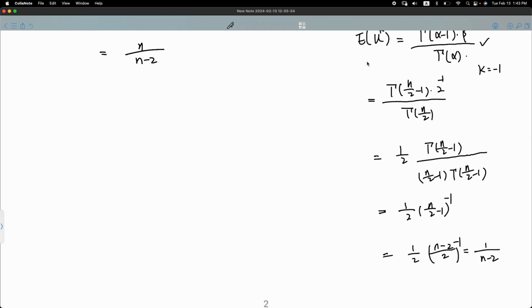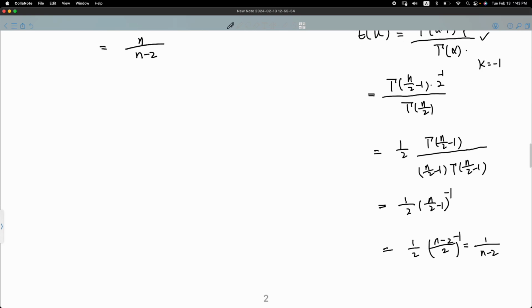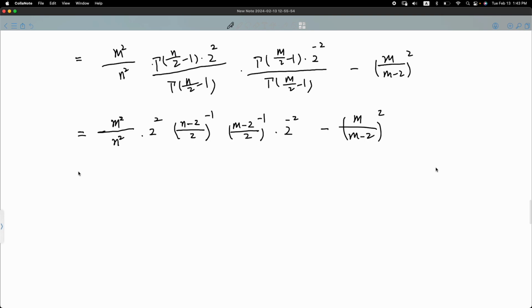We have that, and that. These two should be cancelled out. We have that, and then n minus 2 over 2 inverse. Okay, n minus 2 over 2 inverse, n minus 2 over 2 inverse, and then 2 raised to the power of negative 2 minus that, and then that. Okay, so I think any typo?